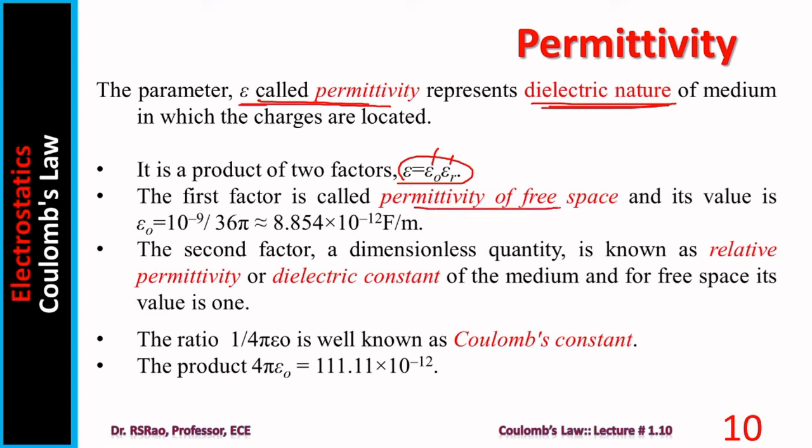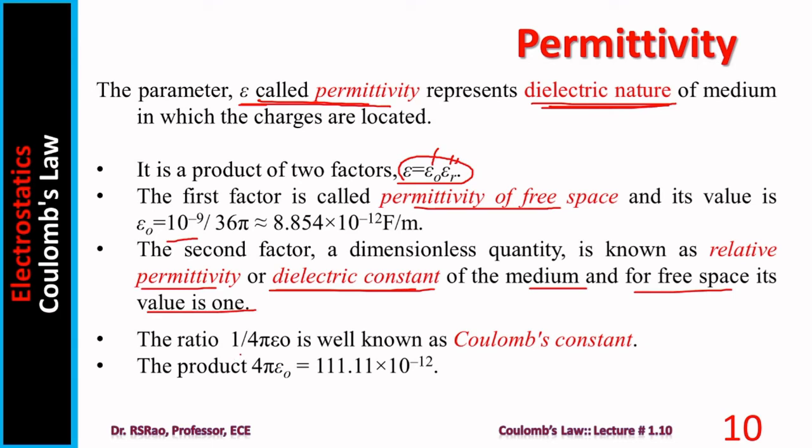Permittivity of free space is a constant. It is equal to 10 power minus 9 by 36 pi, approximately 8.854 into 10 power minus 12 farads per meter. The second parameter, epsilon r, is the relative permittivity. Another name is the dielectric constant of the medium, and for free space its value is 1.